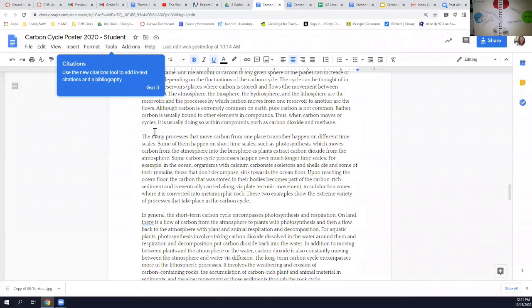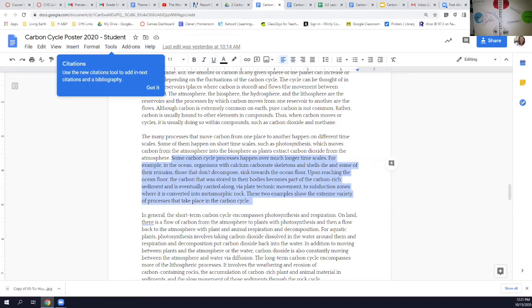So I'm reading down here, the different processes happen at different time scales. Some of them happen quickly and some of them happen more slowly. Some carbon processes happen over much longer time scales. For example, in the ocean, organisms with calcium carbonate skeletons and shells die. Some of their remains that don't decompose sink to the ocean floor. When they reach the ocean floor, the carbon that was in their bodies becomes part of the carbon-rich sediment and is eventually carried along by tectonic movement to subduction zones and gets converted into metamorphic rock. Those are showing the extreme variety of processes.